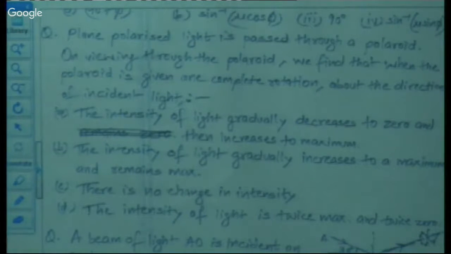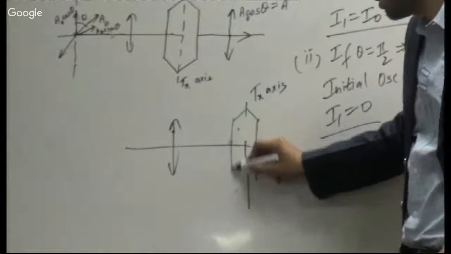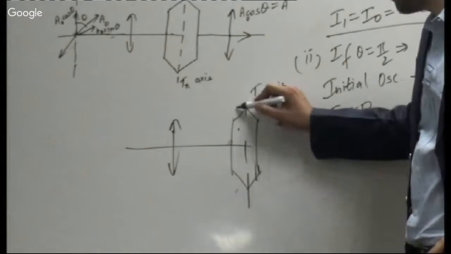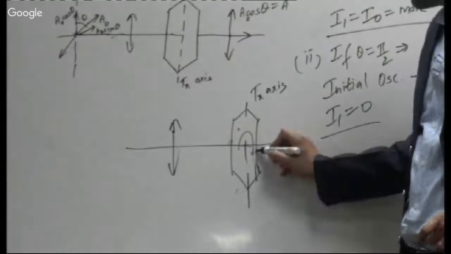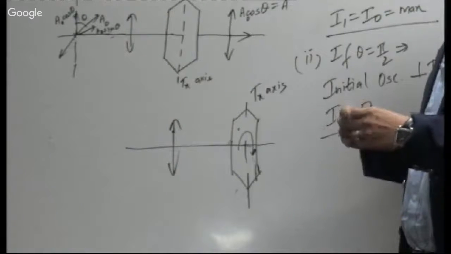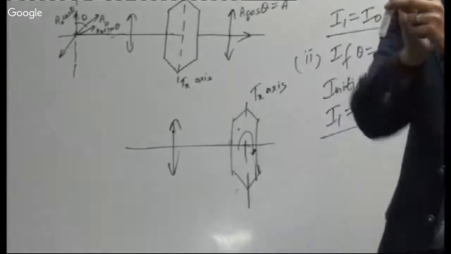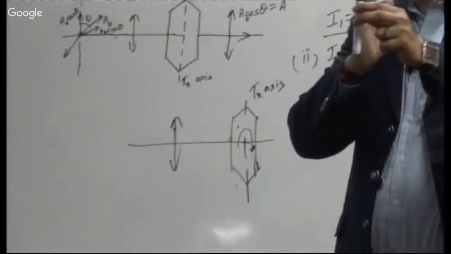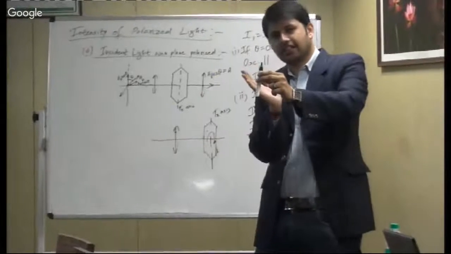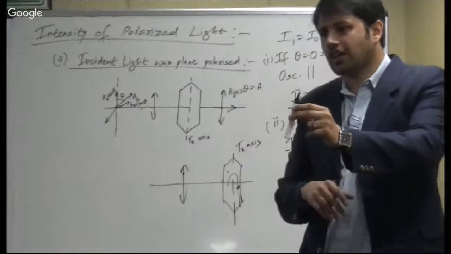This is our crystal, the Polaroid. Let me make it a little cleaner. Let's assume that it is rotating like this. The oscillations are vertical, but the plane is tilting. Initially the intensity would be maximum because they are matching exactly. Now, as the plane tilts at pi by 2, the intensity would be 0. Afterwards, it would again increase.